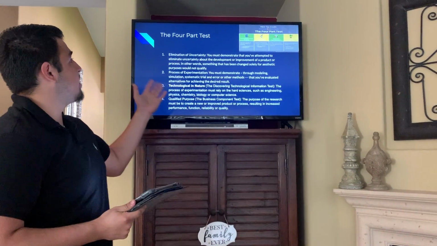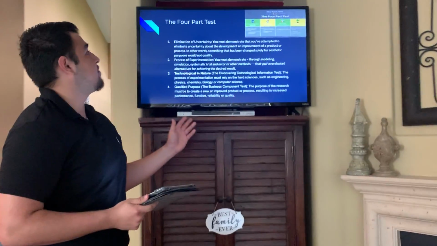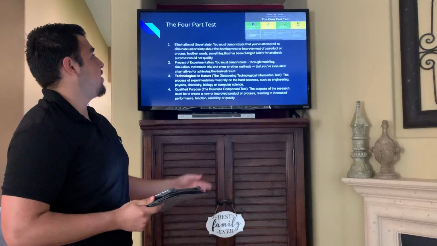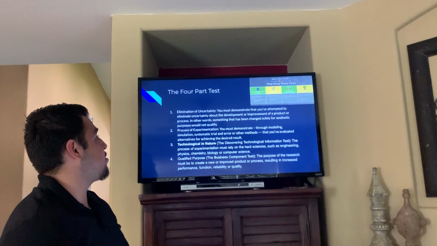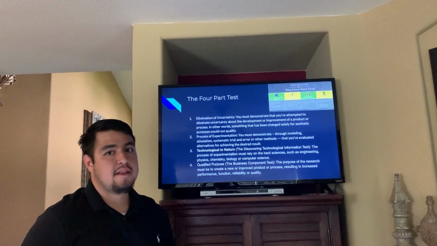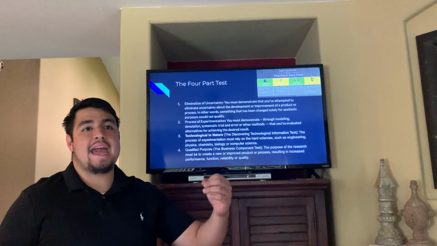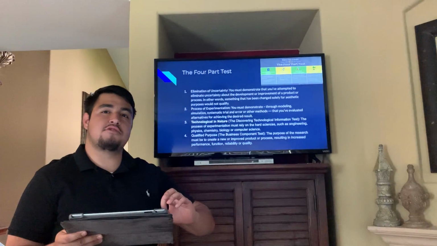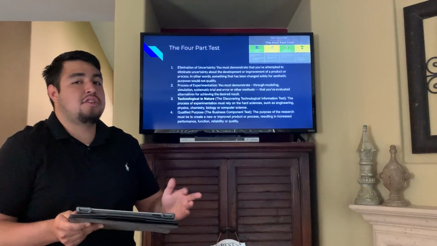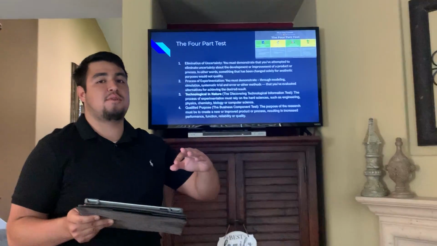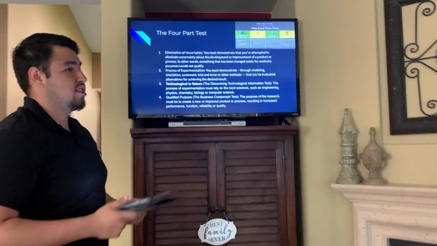So the first one is elimination of uncertainty. You must demonstrate that you've attempted to eliminate uncertainty about the development or improvement of a product or process. In other words, something that has been changed solely for aesthetic purposes would not qualify. So an example would be, we visit a winery and they are trying different types of CO2 options for the different wines. That is elimination of uncertainty because you don't know what CO2 levels you need for the different types of wines. So whether it's a rosé, a red, white, it's different types of CO2s for each one.